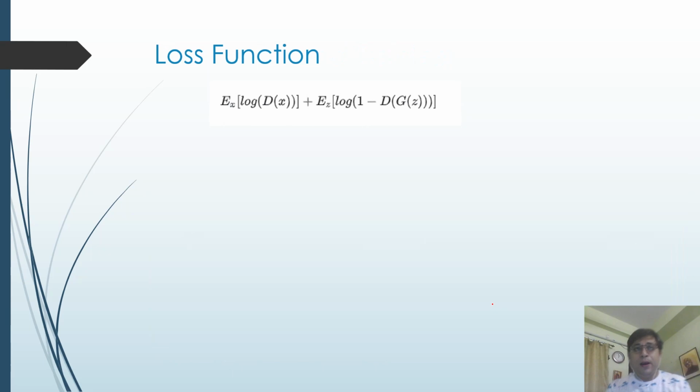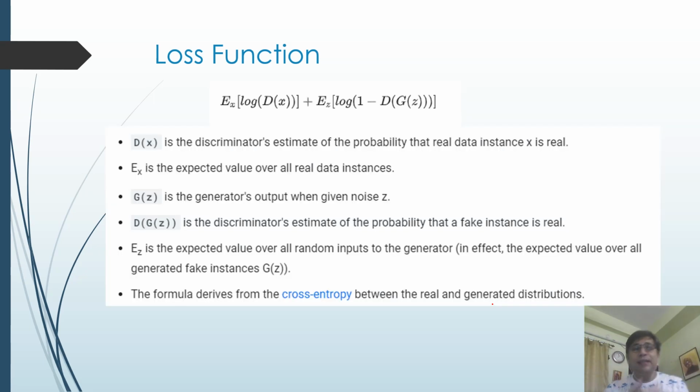Okay, so what is the loss function now? All right, the loss function has two components, and it actually comes from your binary cross entropy intuition. Let's see what is happening over here. D(x) is the discriminator's estimation of the probability that real data instance x is real. This is applicable for the discriminator, but not for the generator, because the generator is not worried about this.